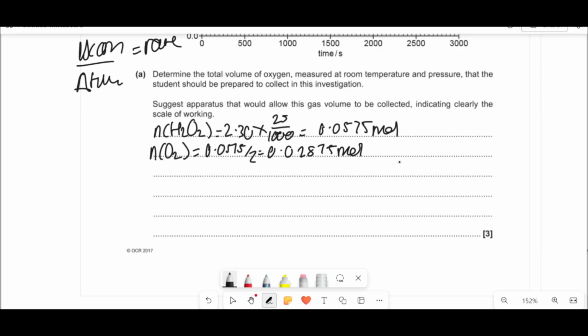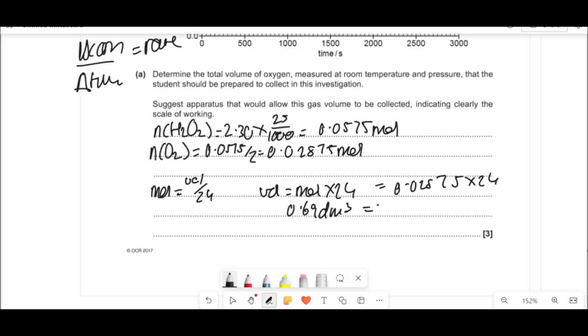The question's telling us that we need to figure out how much volume they're going to end up making at room temperature and pressure. So if you've got room temperature and pressure, then the moles of any gas in the world is going to be its volume over 24 decimeters cubed, right? So in this case, volume equals moles times 24, which is 0.02875 times 24, which gives you 0.69 decimeters cubed. But if I times that by 1,000, because we want it in centimeters cubed, that is 690 centimeters cubed, right?